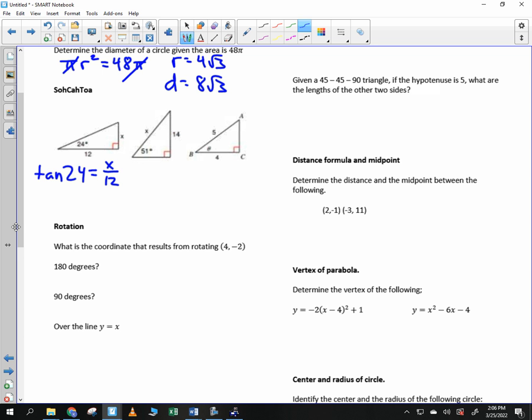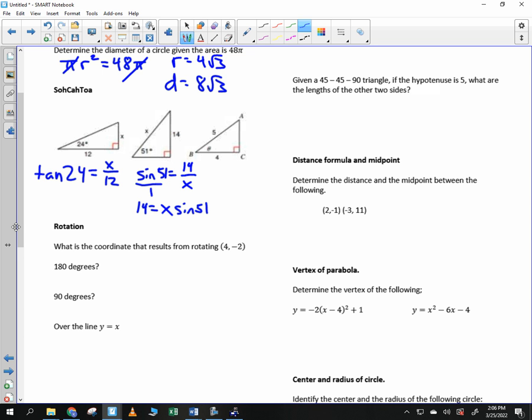Sine, cosine, or tangent? Sine. Sine of 51 is equal to 14 over x. Do you know how to solve that? We'll put it over 1. Let's cross multiply. 1 times 14 is 14. And then we have x times the sine of 51. So you're going to divide both sides by the sine of 51. Good with that now?